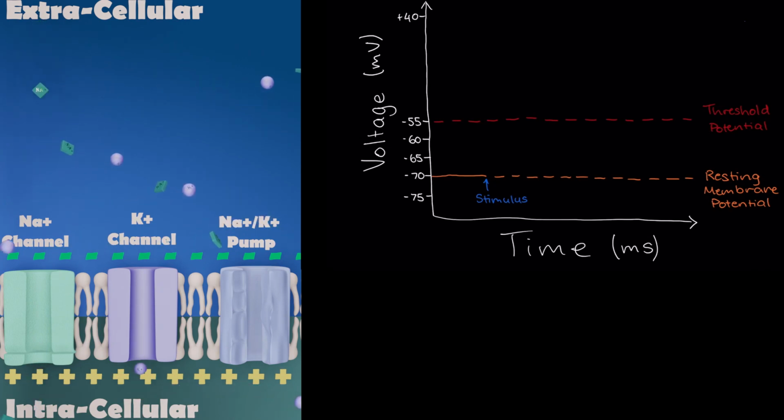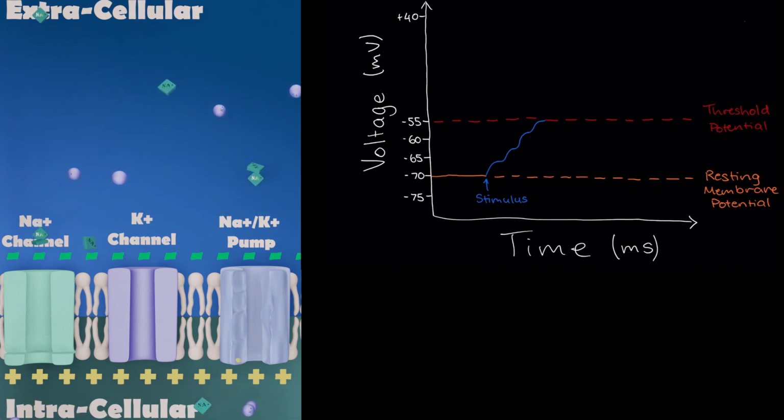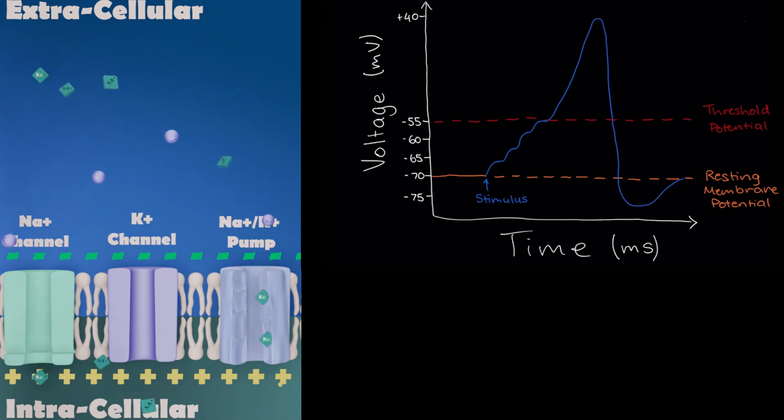The cell voltage inches closer and closer to the minus 55 millivolt threshold with each stimulus. External stimulus, such as temperature, pressure, or chemical, causes graded potentials which can summate, moving closer to threshold. Once this threshold is reached, the action potential propagates along the nerve fibre through the central nervous system, and so, for example, a cut or touching something hot can be perceived as pain.